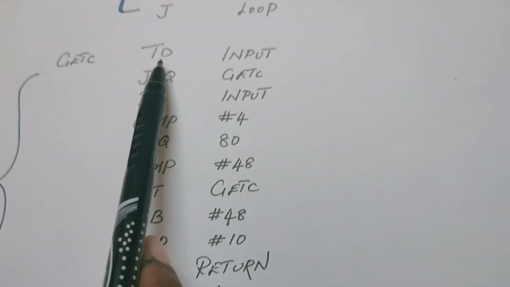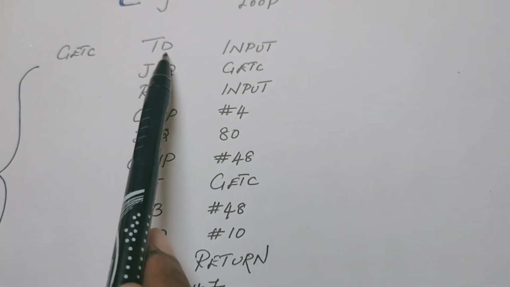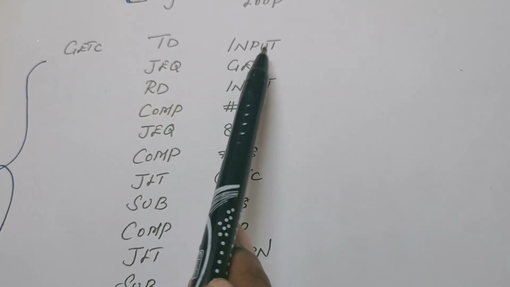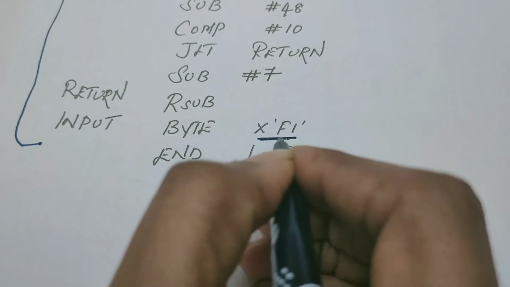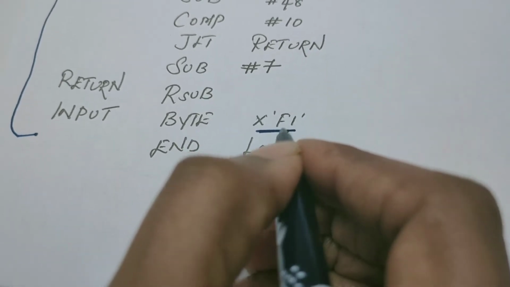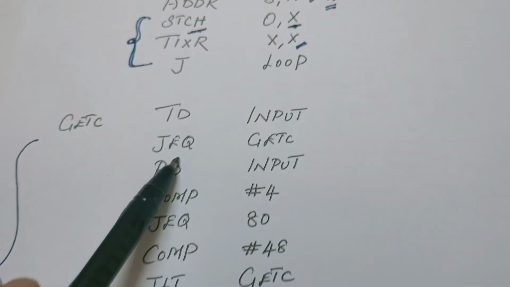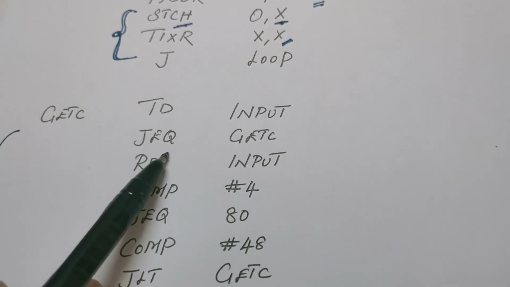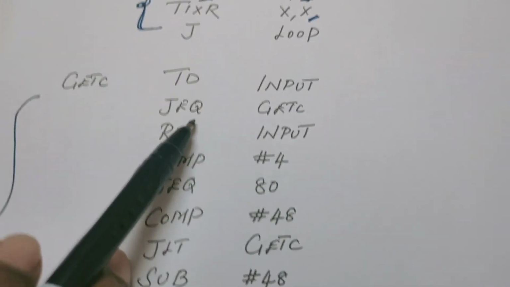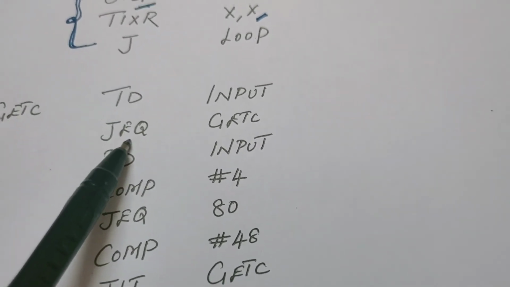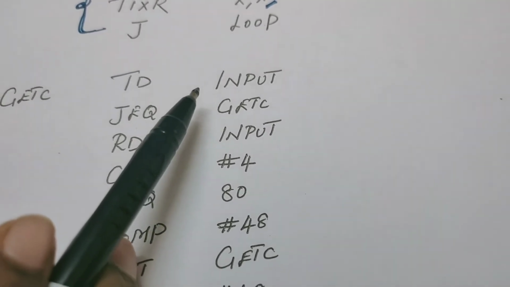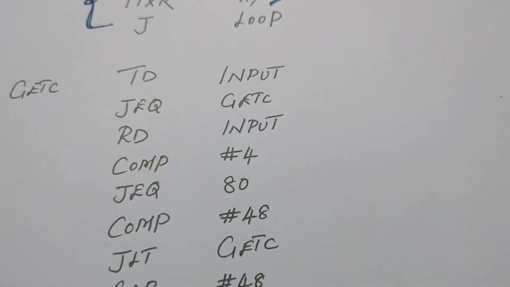In the getC subroutine, the very first instruction is testing the input device. So what is input? The input device address is given as F1. It is just waiting for the input device. So how long does it wait? Some condition code is being checked here. As long as it is equal, it keeps waiting. Once it becomes unequal, it is ready to receive the object codes from the input device.